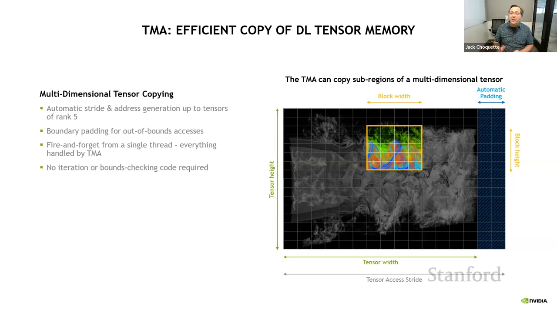All this is done with a fire-and-forget model from a single thread. A single thread fires it off, it does the copy, and the thread can continue executing. Once the copy is finished, the asynchronous transaction barrier will get updated, and then computation can be done on that copied data.